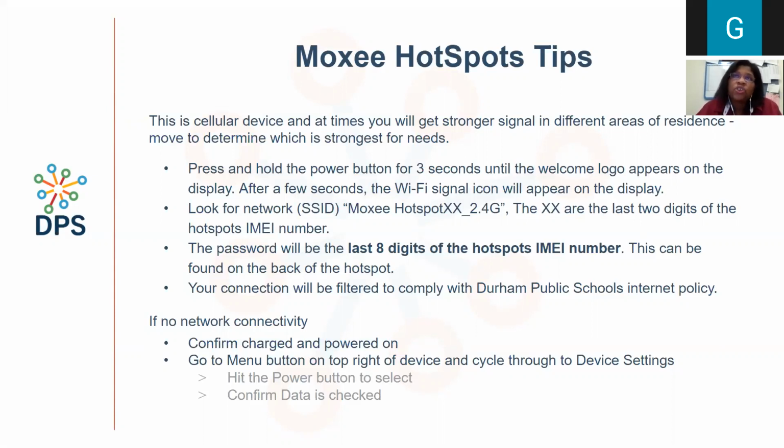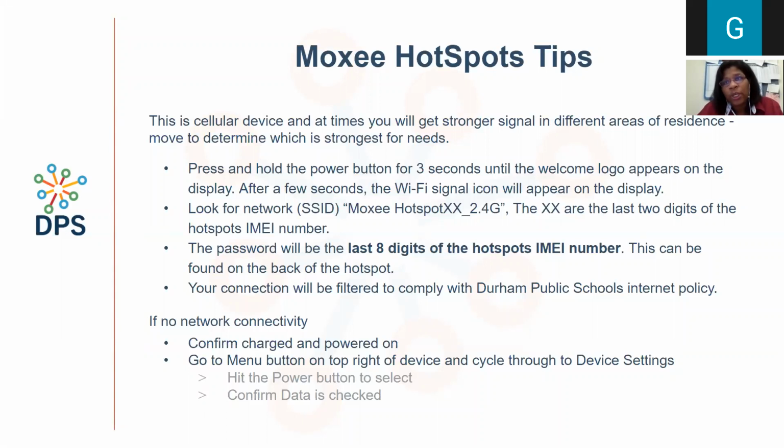If by any chance you did not get a box with your hotspots, or if you misplaced that box, you can still see this number in the menu screen by going to the menu, which is the button on the top right corner of the device. You press that, the first thing that pops up says device info.